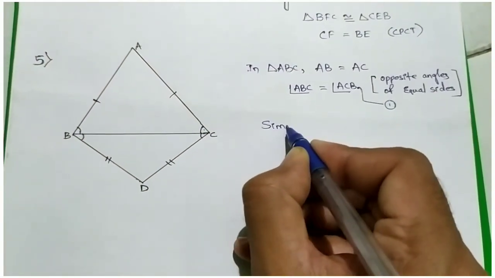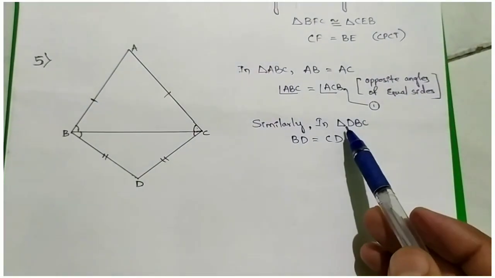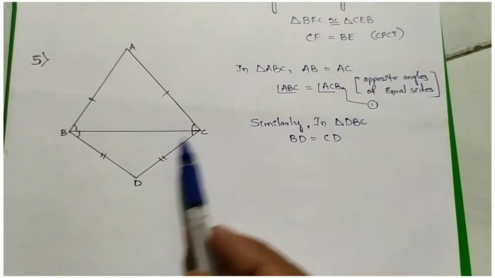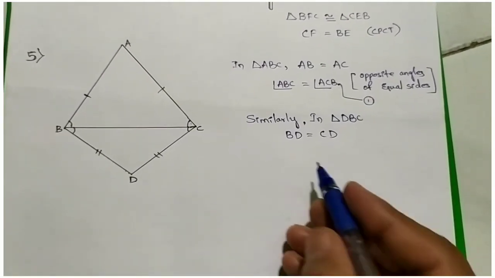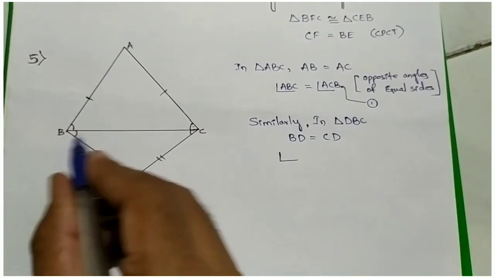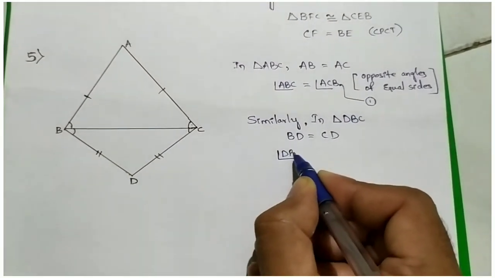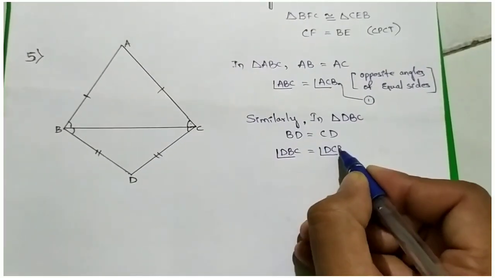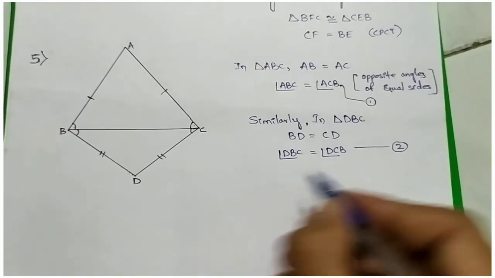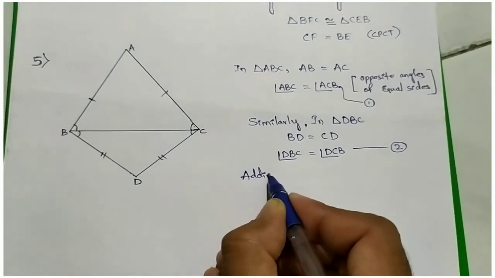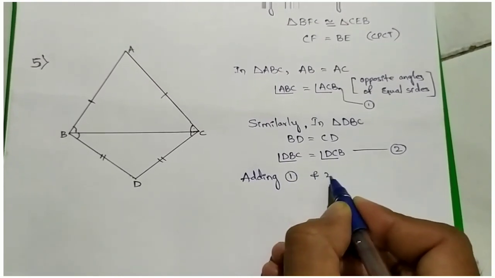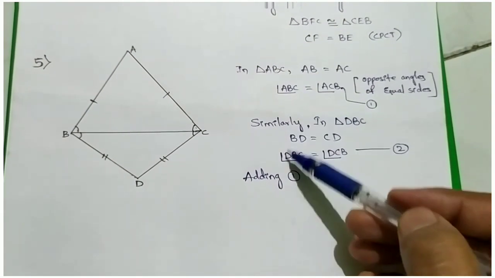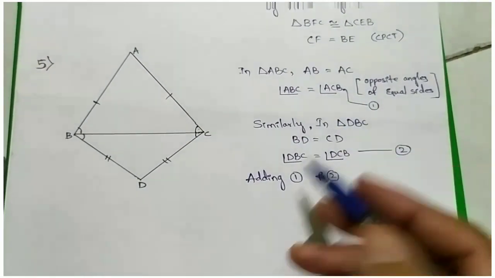Similarly, in triangle DBC, BD equal to CD. Then their opposite angles are also equal. Which are those? DBC equal to DCB. Okay, let's take it as equation number 2. Adding 1 and 2. So equations 1 and 2 you have to add. So it means add the right side to the right side and the left side to the left side.